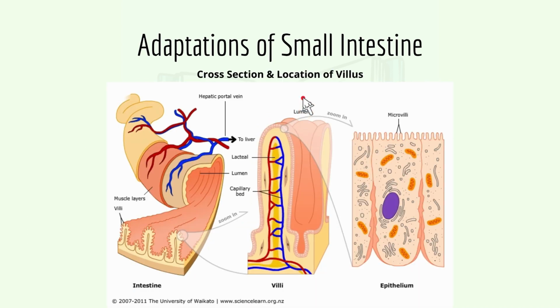And lastly, we have a cross section and location of the villus. So here's the small intestine. We have a network of capillaries over here, veins and arteries. And then inside the lining, we have villus or villi, like here. Zooming into this, we have the villi, network of capillaries. And then zooming into the villi, we have microvilli. So these are the intestine, villi, and epithelium.